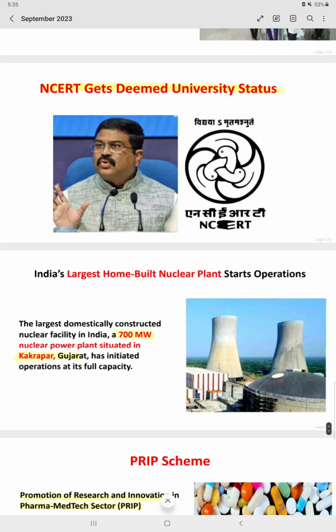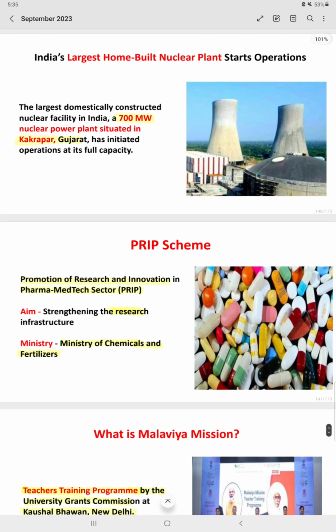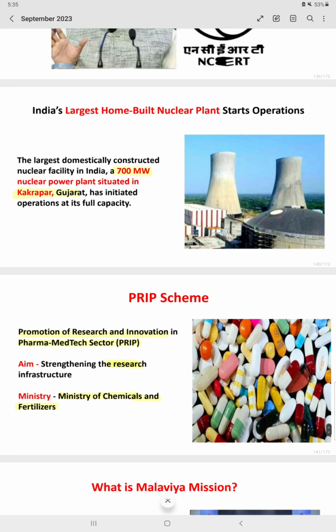Then NCERT gets deemed university status. That's now. Then India's largest home-built nuclear plant starts operation, that is the 700 megawatt plant in Kakrapar, Gujarat.